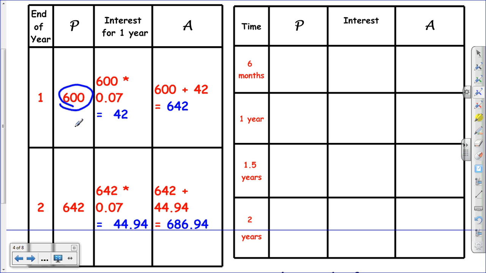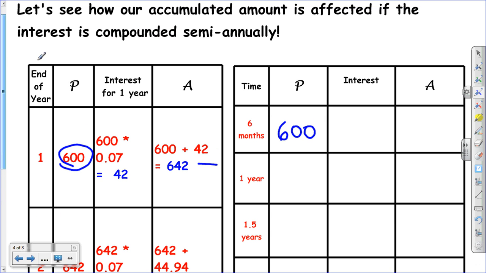Now let's assume that you still have a principal of $600, but instead of it being compounded annually, as in this table on the left, we're going to compound it semi-annually. So our principal is still going to be $600. Now semi-annually means twice in a year. So instead of 7% at the end of the first year, we're going to do half of 7%, which is 3.5%, twice a year. So it's still a total of 7%, but instead of getting 7% at the end of the year, you get 3.5% twice for a total of 7%.